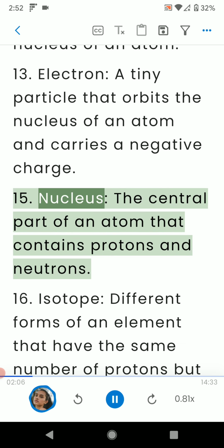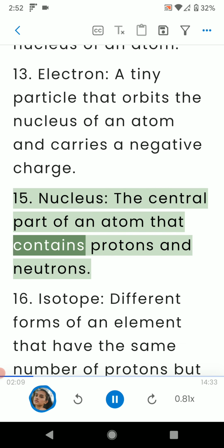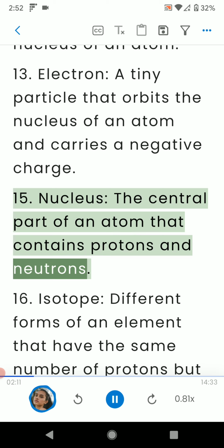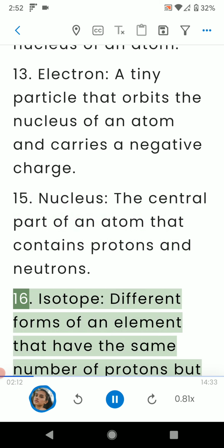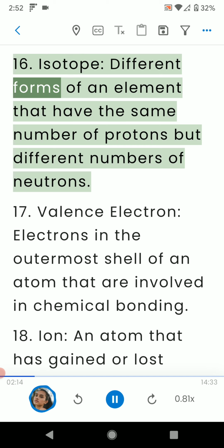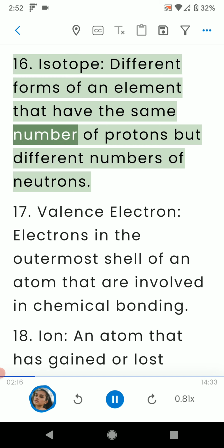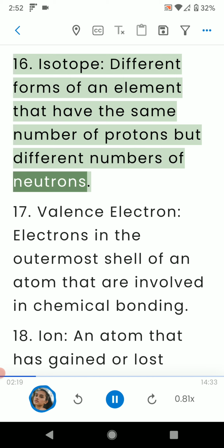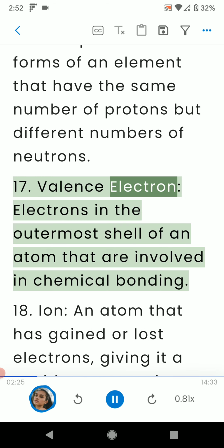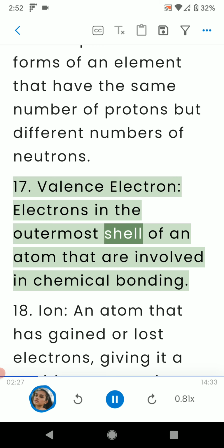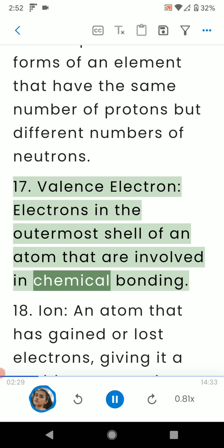15. Nucleus, the central part of an atom that contains protons and neutrons. 16. Isotope, different forms of an element that have the same number of protons but different numbers of neutrons. 17. Valence electron, electrons in the outermost shell of an atom that are involved in chemical bonding.